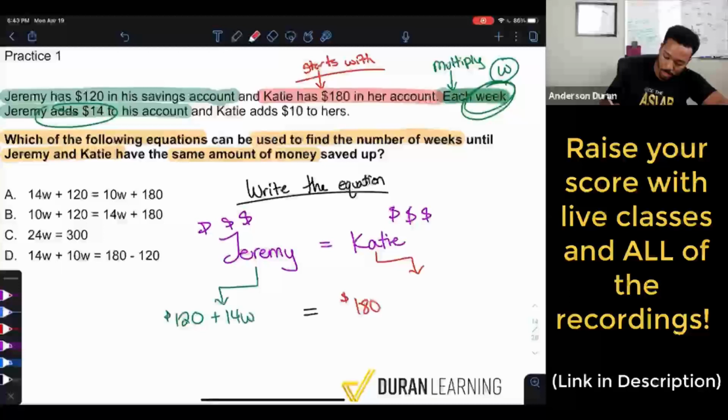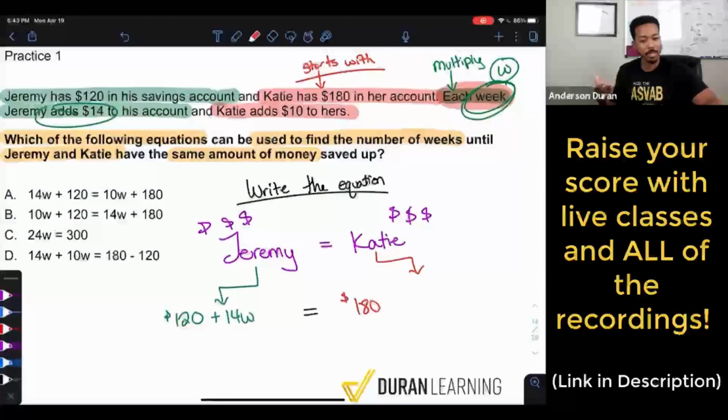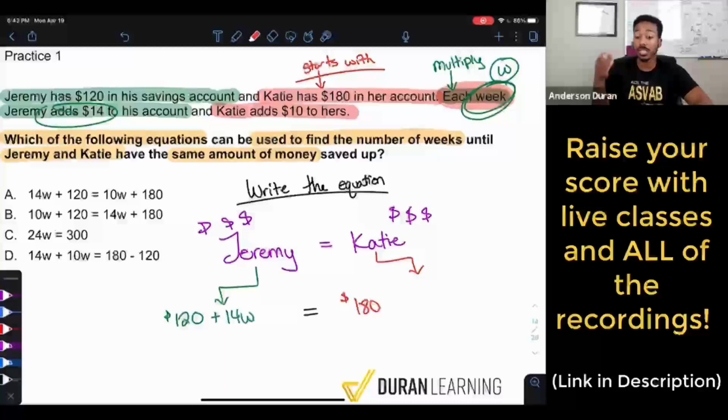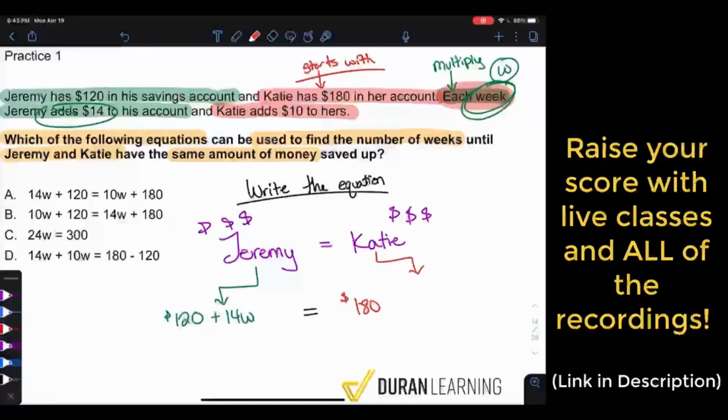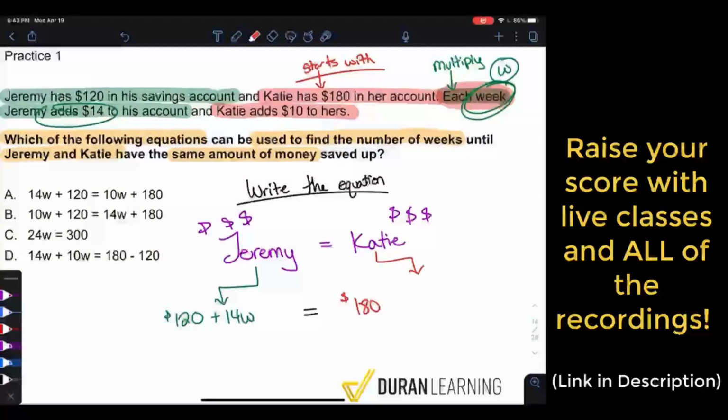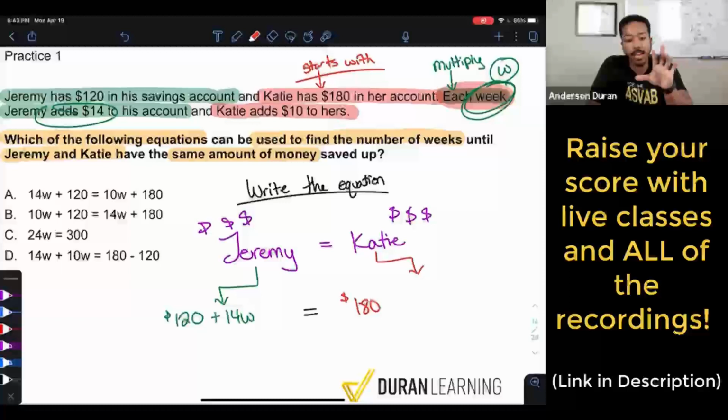And then notice over here, each week, Katie adds $10 into her account. What does that mean? Is that the same thing as saying 10 per week? Yes. And so what do we do with the $10 and the number of weeks? How are we bringing them together? What operation? Multiply. Because guys, use that common sense here.